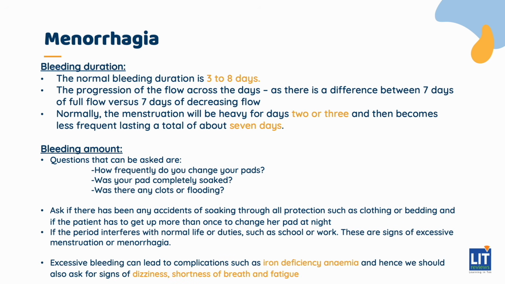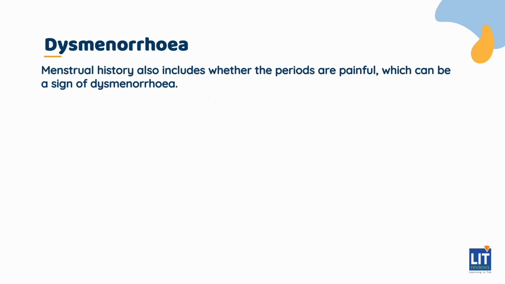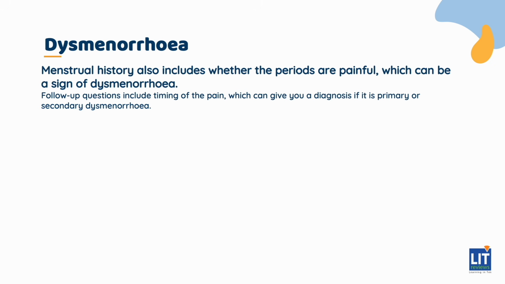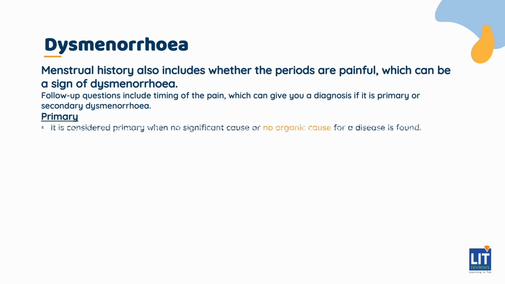Excessive bleeding can lead to complications such as iron deficiency anemia, and hence we should also ask for signs of dizziness, shortness of breath, and fatigue. Menstrual history also includes whether the periods are painful, which can be a sign of dysmenorrhea. Follow-up questions include timing of the pain, which can give you a diagnosis of whether it is primary or secondary dysmenorrhea.